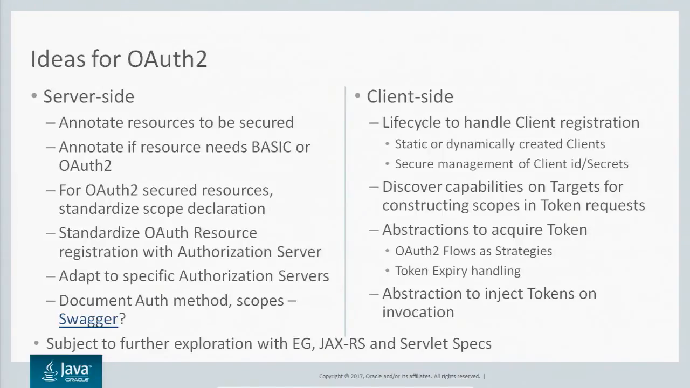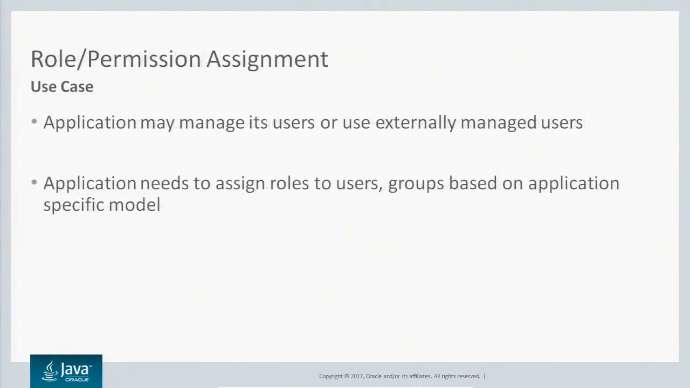Client side, life cycle to handle client registration, static or dynamically created clients, secure management of client ID and secrets, discovering capabilities on targets for constructing scopes in token requests, and abstractions to acquire tokens. OAuth II flows as strategies, token expiry handling, expiration to inject tokens on invocation. So those are things that we could look at doing for OAuth. OAuth, again, seems to be the sort of most requested feature.